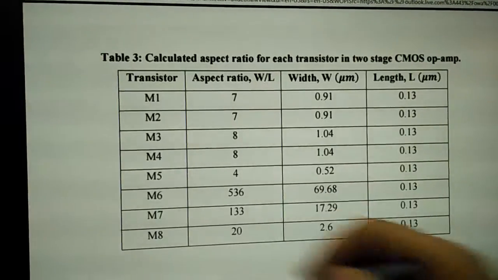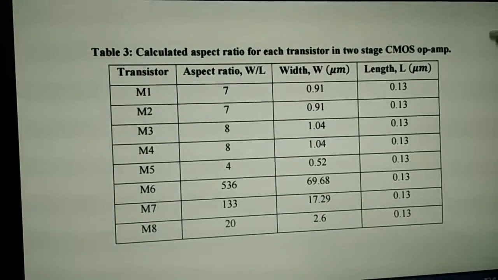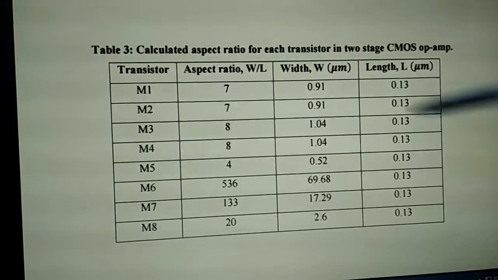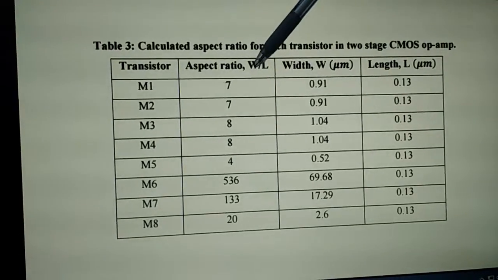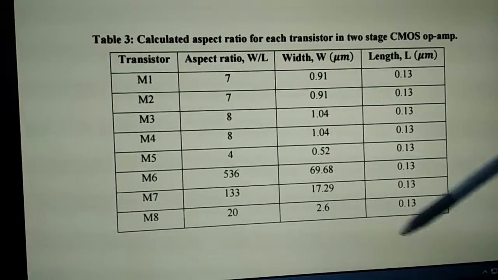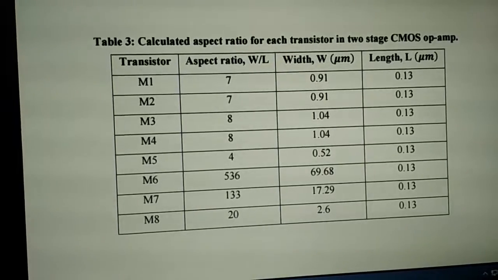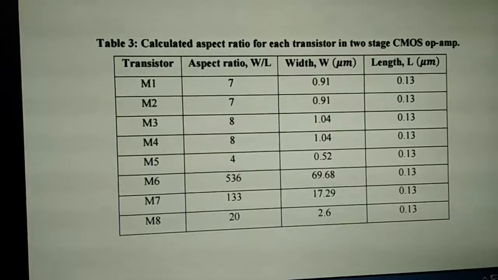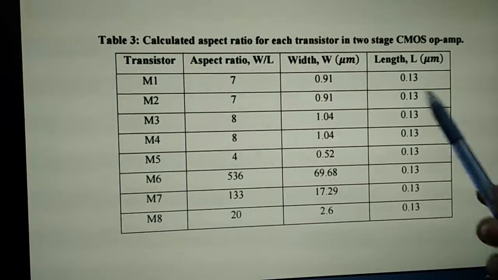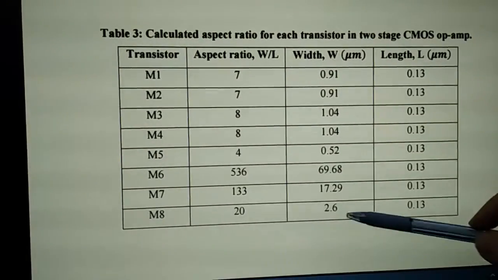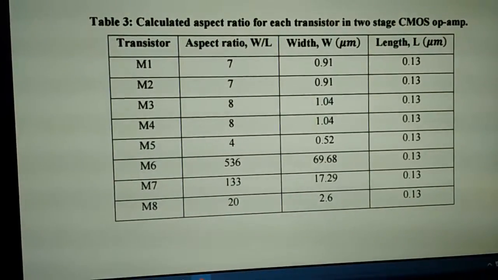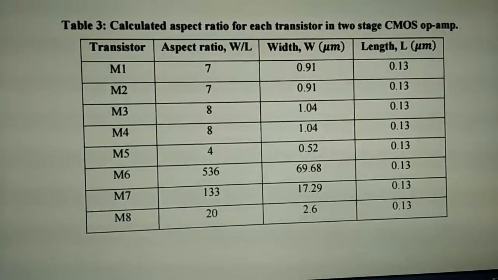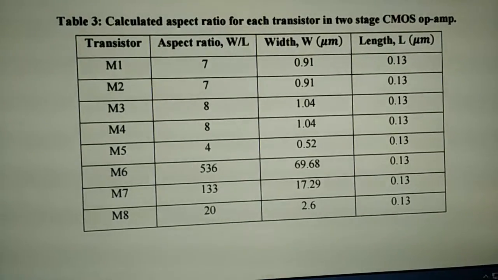So this is the summary table of the aspect ratio of each transistor. This is the aspect ratio that we have calculated, and the length is fixed because we are using 0.13 micrometer technology. So by calculation, we can get the width of each transistor. We are using these aspect ratios to design the schematic using the computer tool.